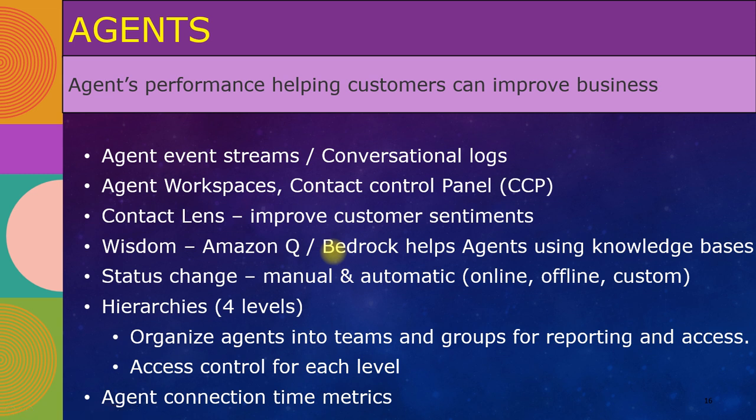Okay, now status changes in agents. The agent could change his status and say, "I'm on lunch break, be back in 30 minutes," whatever. And they could be online, offline, whatever it may be. There's this new concept of hierarchies. You could have four levels of agents and change their permissioning so the agents can be in groups and teams, and reporting and access can be segmented, and you could have access control for each level. You could have that for users in general, but most likely used for agents initially. And you have these agent connection time metrics.